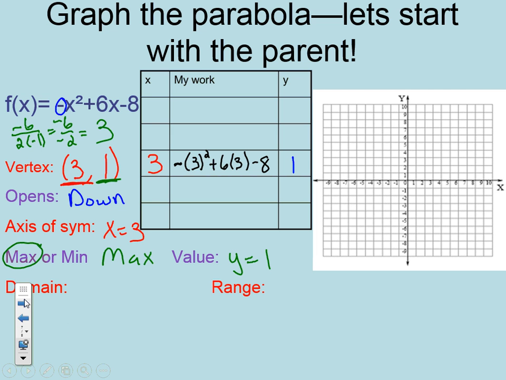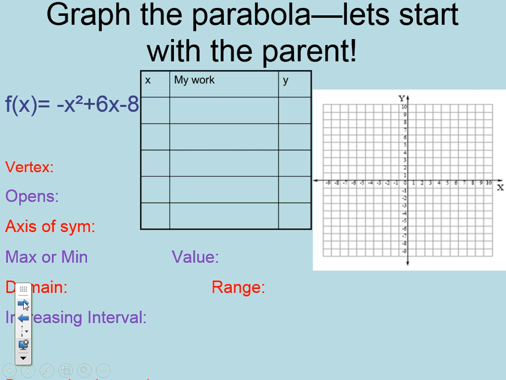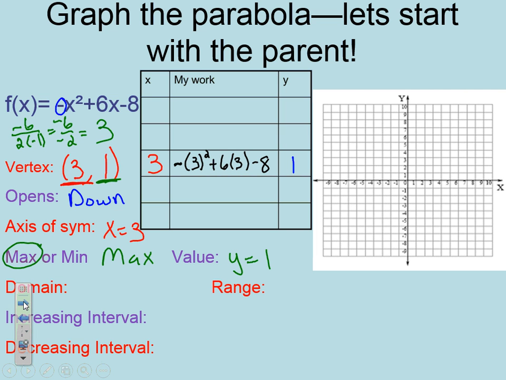Now, before I can determine my domain and range and my increasing and decreasing intervals, I need to fill out my table and make my graph. So here I'm going to go 2 above 3, 2 below 3, so 4, 5, 2, 1. Type these into my calculator: negative parenthesis 2 squared plus 6 times 2 minus 8, and I get 0. Negative parenthesis 1 squared plus 6 times 1 minus 8, and I'm going to get negative 3.